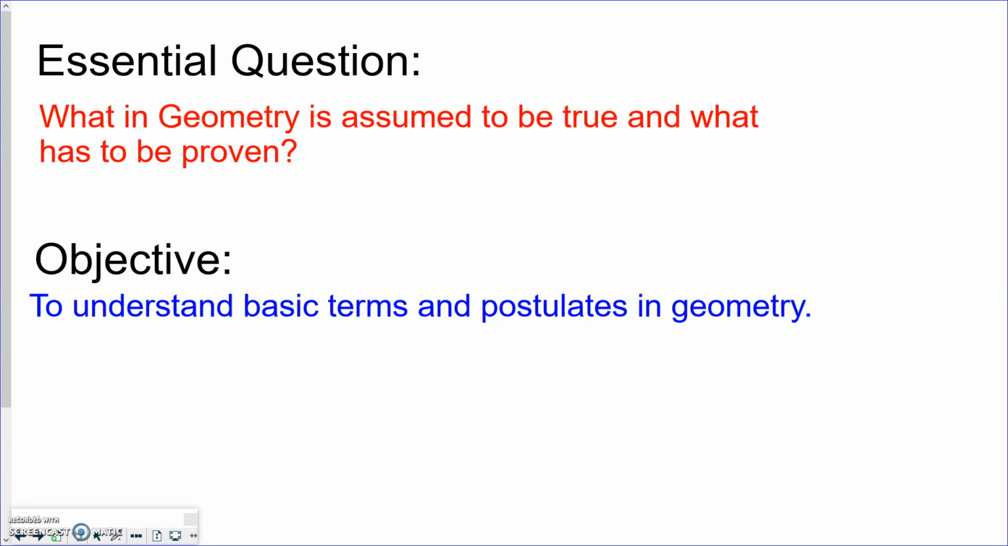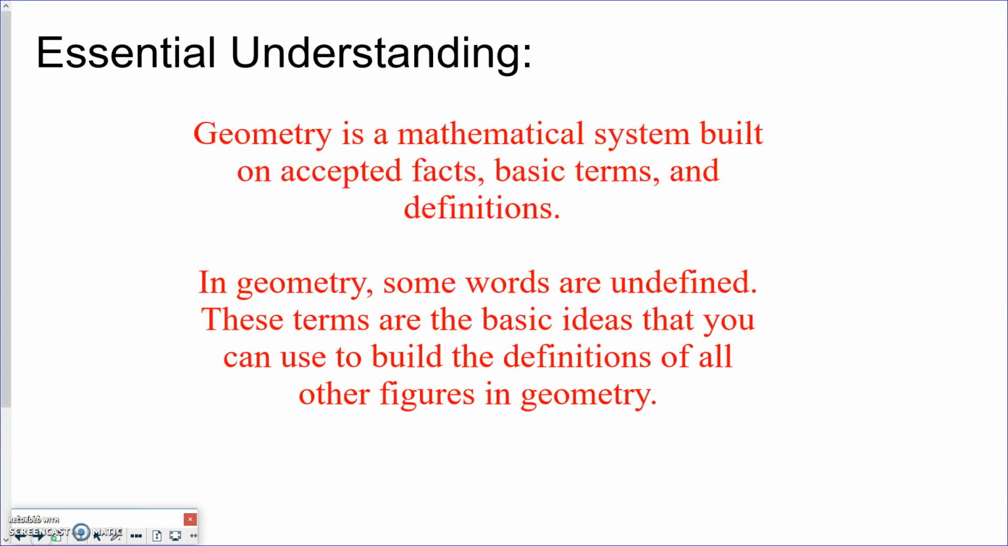is, what in geometry is assumed to be true, and what has to be proven? And our objective today is to understand basic terms and postulates in geometry. So here's your answer to that, or your essential understanding. Geometry is a mathematical system built on accepted facts, basic terms, and definitions. In geometry, some words are undefined. These terms are the basic ideas that you use to build the definitions of all other figures in geometry.